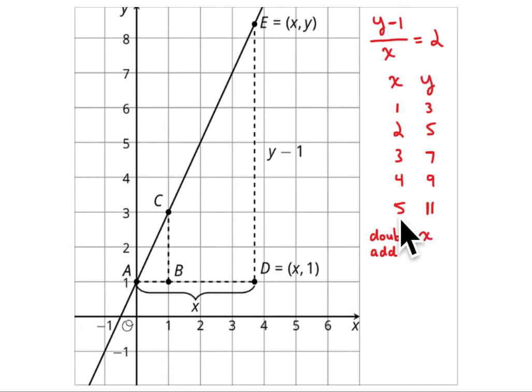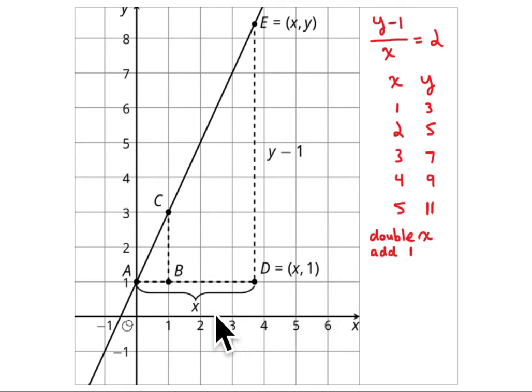So the last one, 5, 11. The y coordinate is 11. You have to subtract to get the length. You have to subtract that 1 unit. So the length is 10 units. That's twice as long as the horizontal length, which is 5 units.